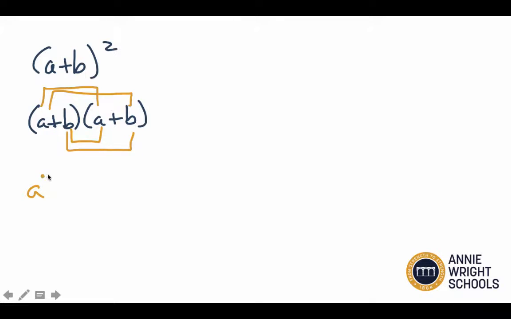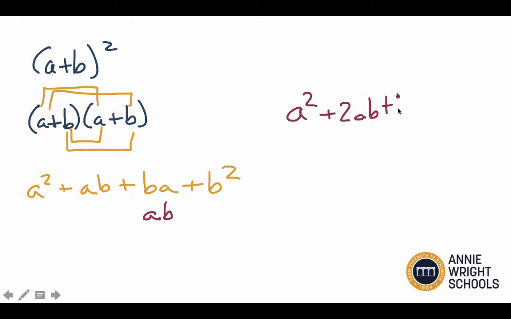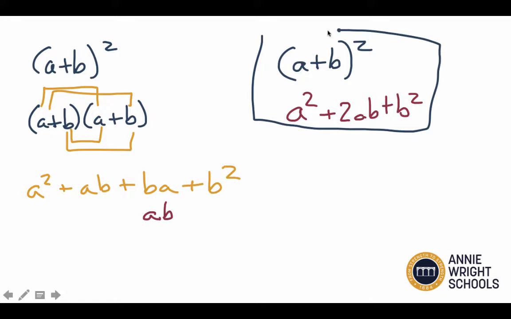When you do that, you get a times a, a squared, a times b, ab, b times a, ba, and b times b, b squared. Now, rearranging ba as ab to see that these are like terms, you get a squared plus 2ab plus b squared. And this is a formula that many algebra students memorize because this is something you multiply so often. How does a plus b quantity squared multiply? Well, it multiplies to a squared plus 2ab plus b squared.